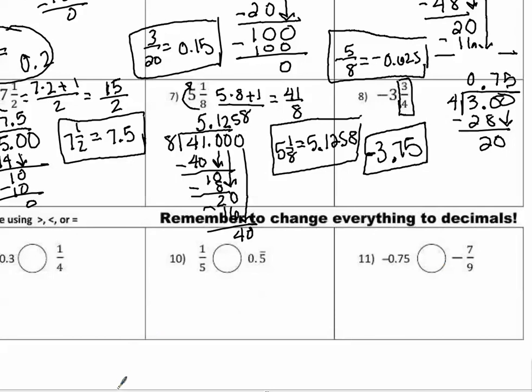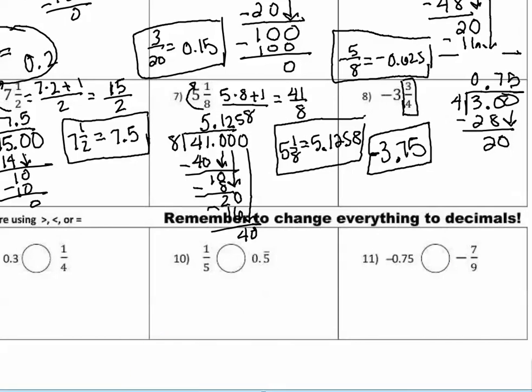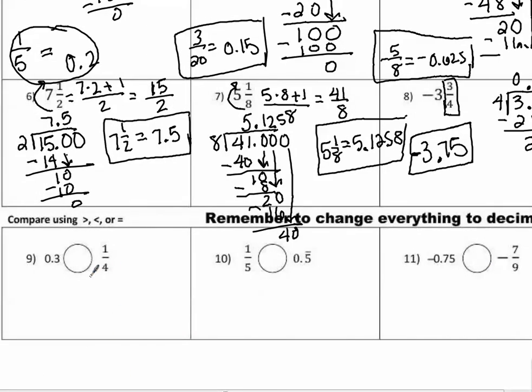Let's practice comparing. Anytime you compare anything, right here it says it in big bold letters, remember to change everything to decimals. 3/10, that's in decimal form. 1/4, that's the same thing as 25/100. Now you can compare.